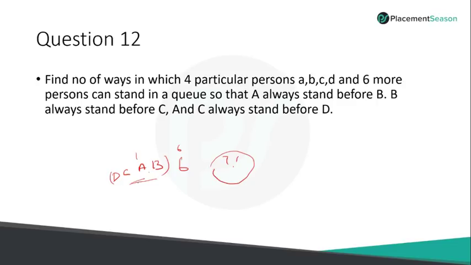The order cannot be changed and should not be changed for ABCD. This is the final order. So the first person can sit here, and the remaining ABCD, and the remaining 2, 3, 4, 5, 6. So the ABCD can come anywhere, but this must be the order. So take it as a single object, and apart from this, the 6 persons' arrangements can be done in 7 factorial ways.